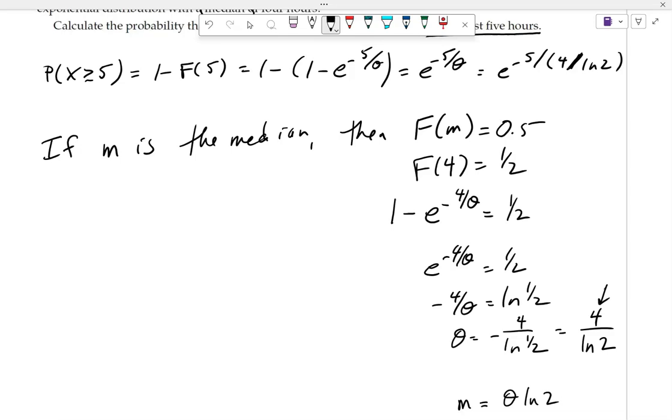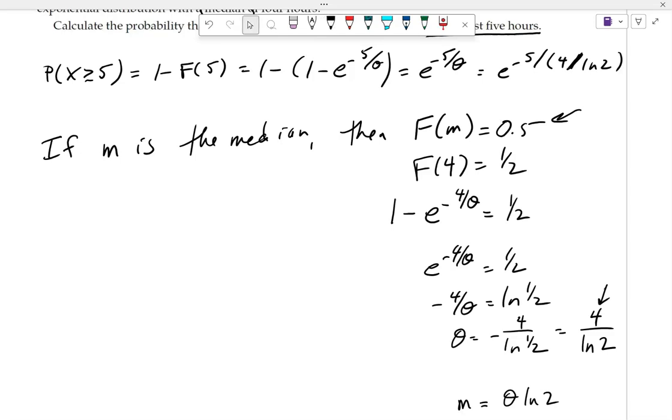Anytime that you would be asked about a percentile for an exponential distribution, it's an equation to solve, right? This is whatever the percentile value is here. So if it said 30th percentile, you'd put 0.3 there. If it said 80th percentile, you'd put 0.8 there. It is always going to be an equation to solve. That one okay?